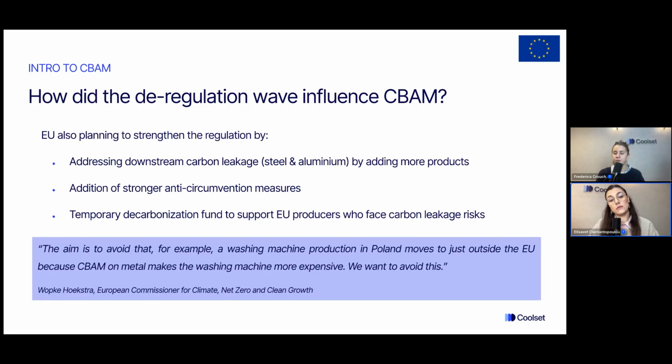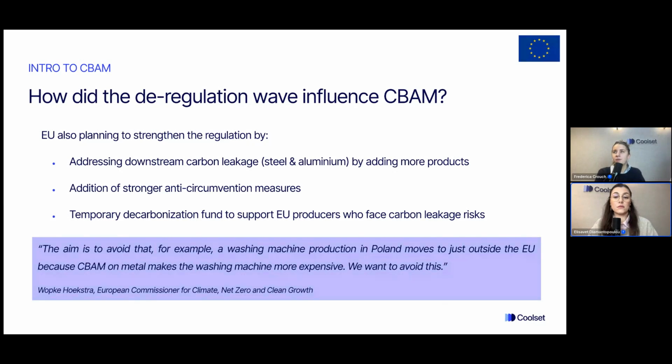And finally, a temporary decarbonisation fund to support those EU producers who face significant carbon leakage risks. And another quote from Wopke Hoekstra is an example here, that the aim is to avoid, for example, a washing machine production facility in Poland moving just outside of the EU because CBAM on metal makes the washing machine more expensive. We want to avoid this.